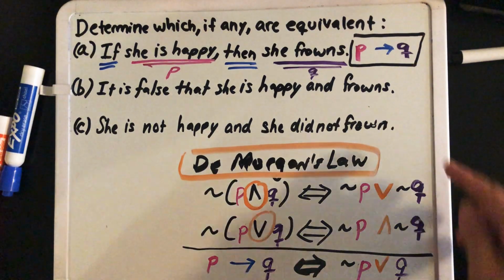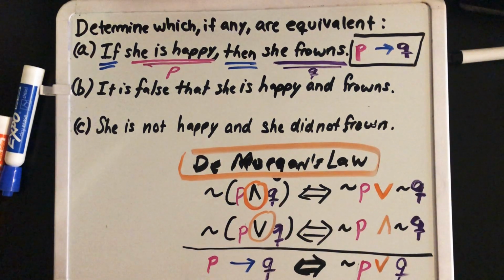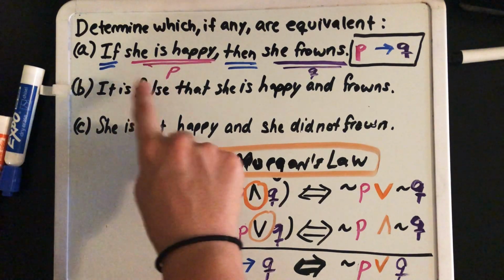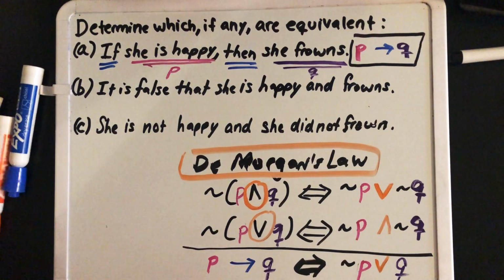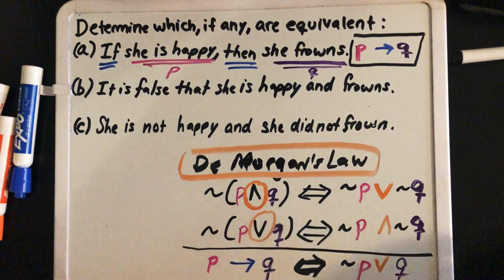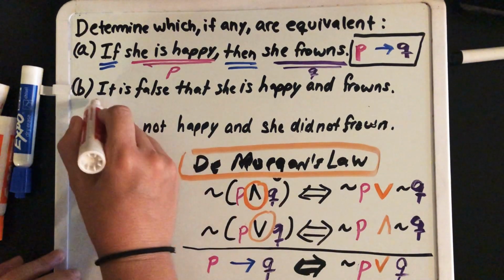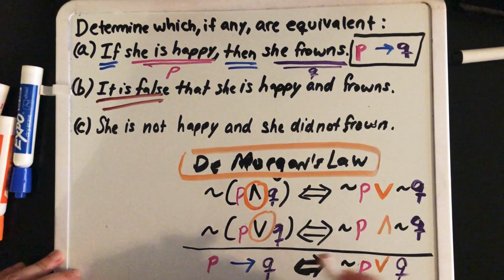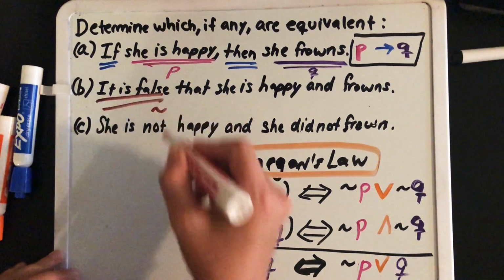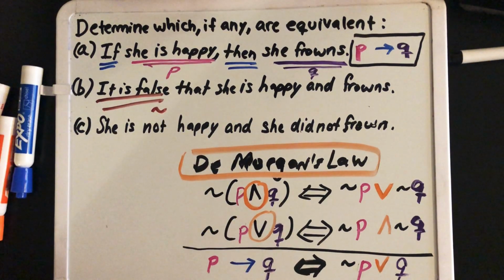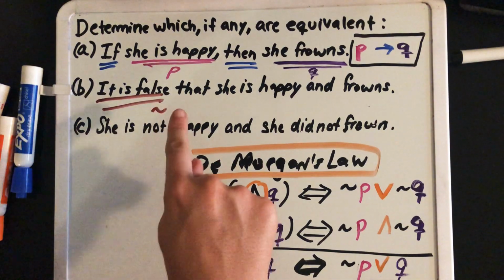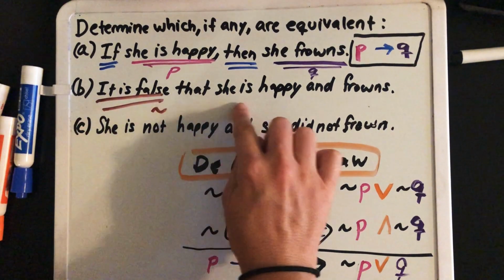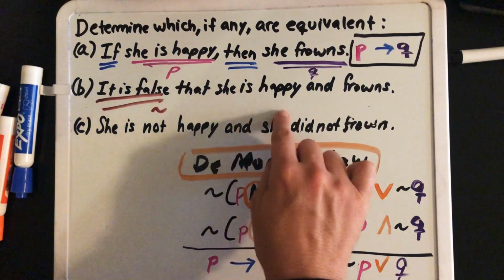But with those in mind, let's see if we can find any equivalencies with A, B, and C. We've already translated A symbolically because it's an if then, if P then Q. Let's take a look at how I would translate statement B symbolically. It is false that, okay, so as soon as they say it is false, that means what? Negation, good job. So that means negation of something. What's false? It is false that she is happy and frowns.